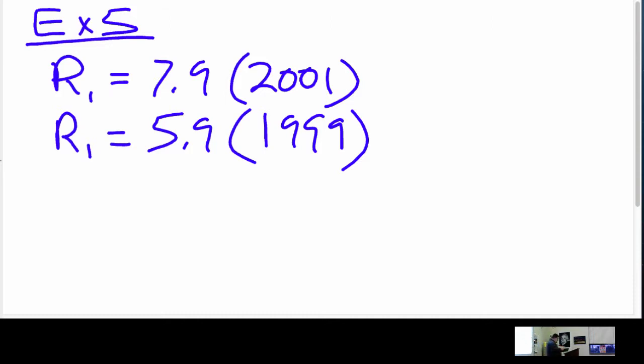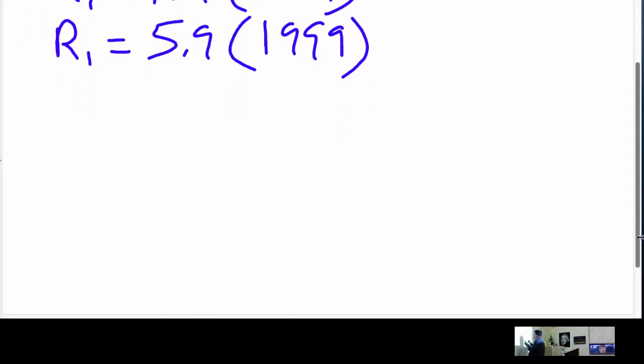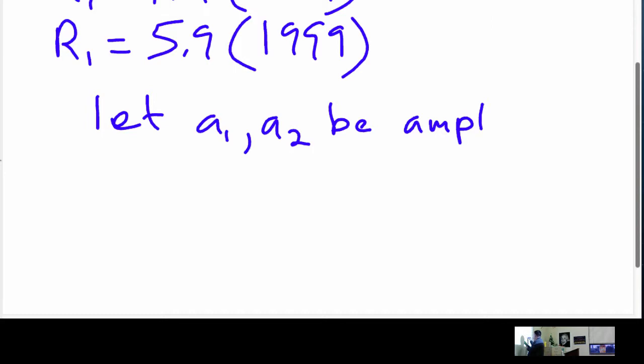And so the model, a Richter scale model, is based on a logarithmic function. And so the severity of the earthquake is measured and associated with an amplitude. And so what we're going to do, this is where the log stuff comes in, we're going to let A sub 1 and A sub 2 be the amplitudes of the earthquake, and we'll explain what amplitude is in a second.